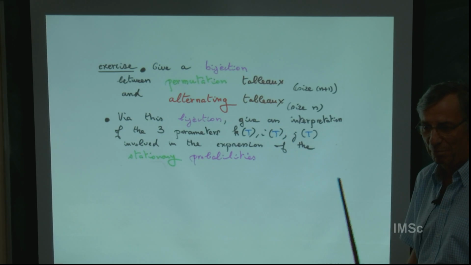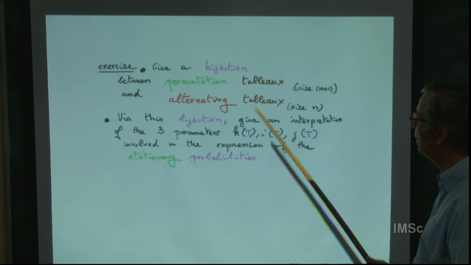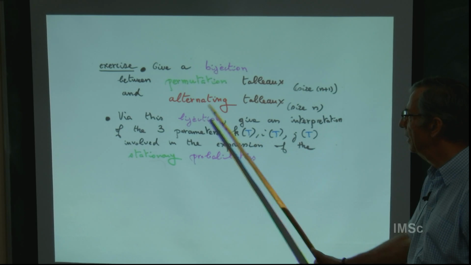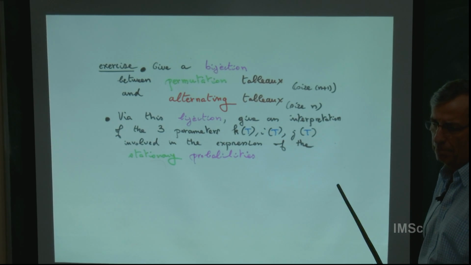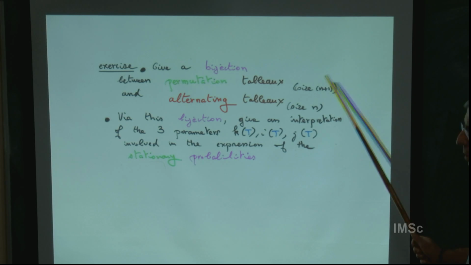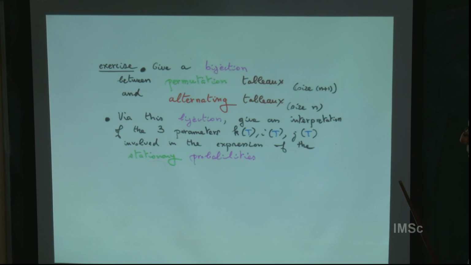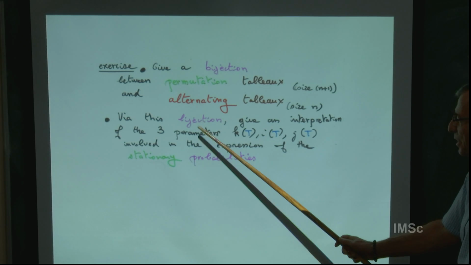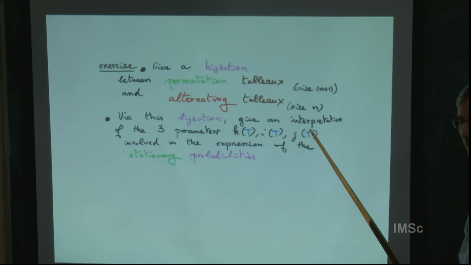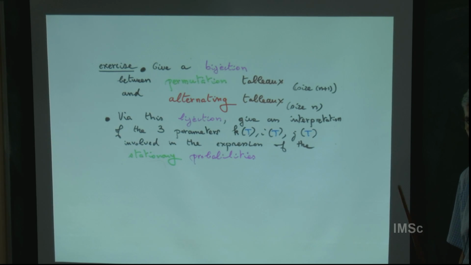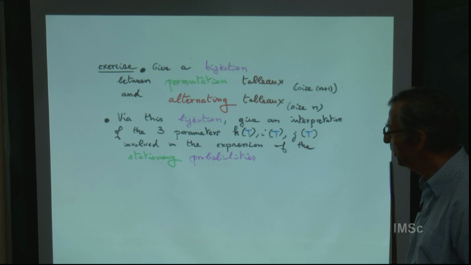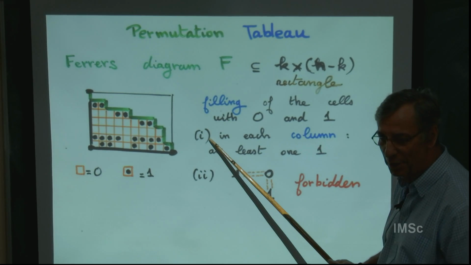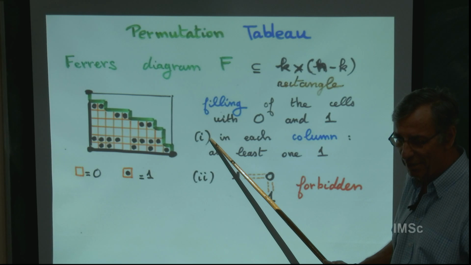Exercise: give a bijection between permutation tableaux of size n plus 1 and alternative tableaux of size n. So there is one more cell, by 1, and give a bijection. And via this bijection, transport the 3 parameters for alternative tableaux and put them on the permutation tableau. In fact, for the connoisseur, permutation tableau, if you delete this first condition, so it's more general than factorial.